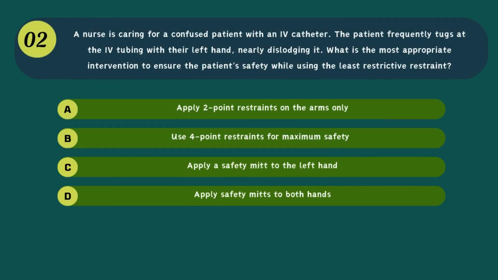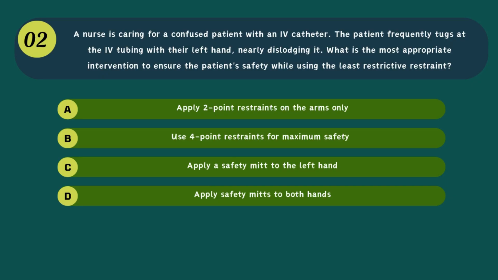Question 2. A nurse is caring for a confused patient with an IV catheter. The patient frequently tugs at the IV tubing with their left hand, nearly dislodging it. What is the most appropriate intervention to ensure the patient's safety while using the least restrictive restraint?